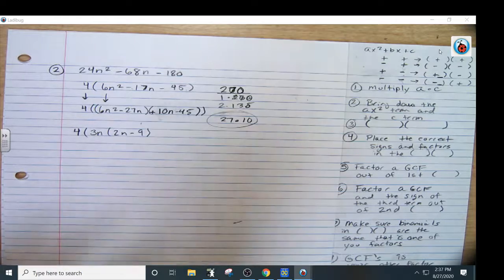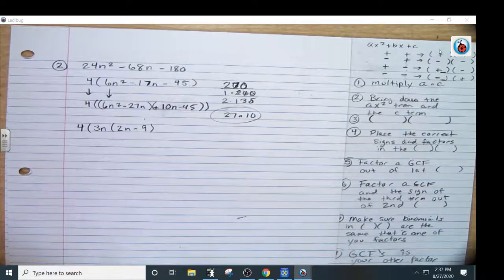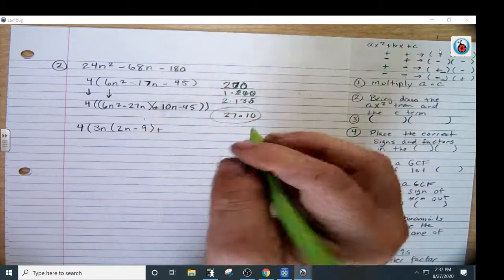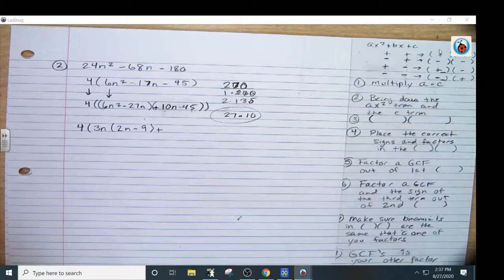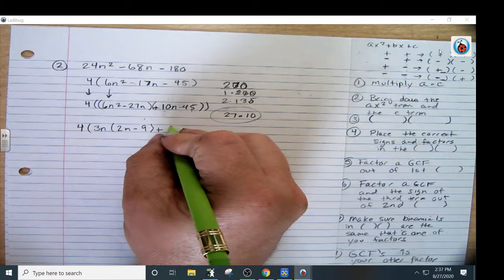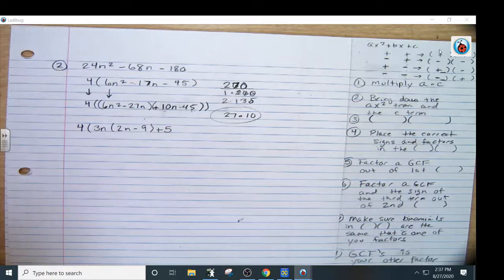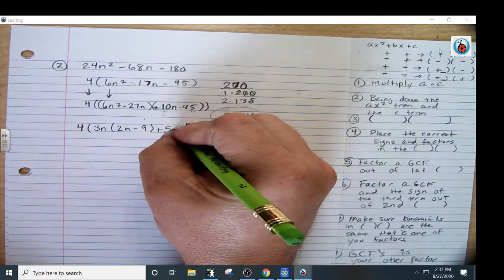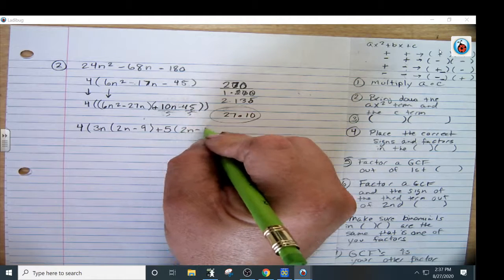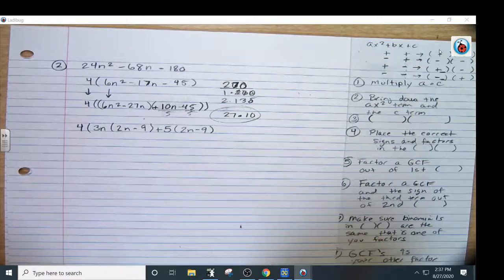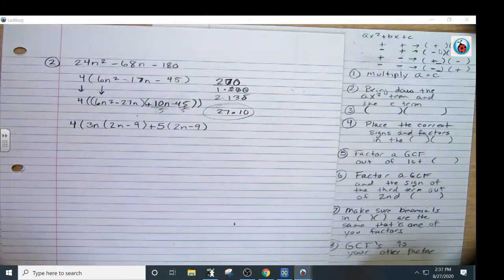All right. Step 6. I'm going to factor GCF in the sign of the third term out of second parenthesis. Plus. And the GCF between those two guys will be what? What y'all think? 5. Okay. So we need 2n minus 9.